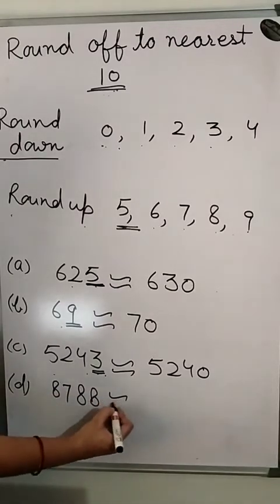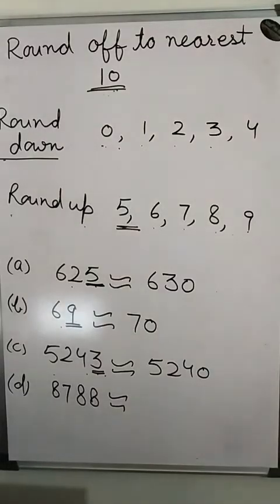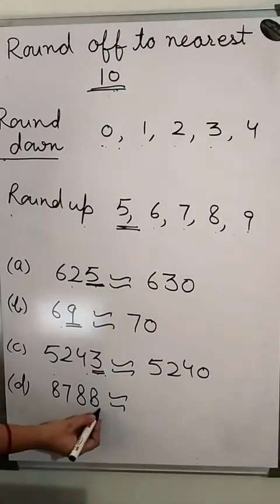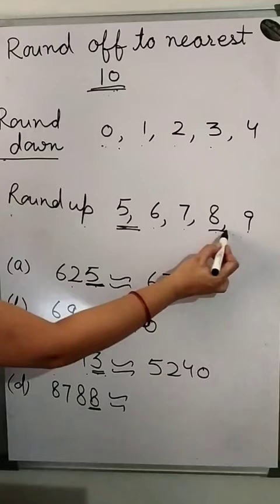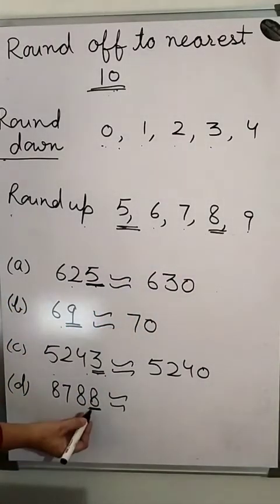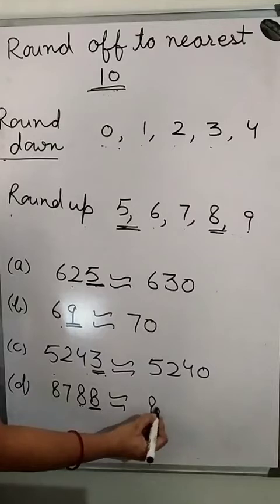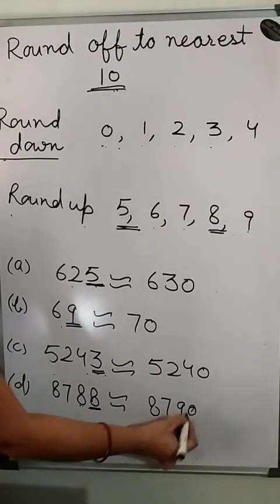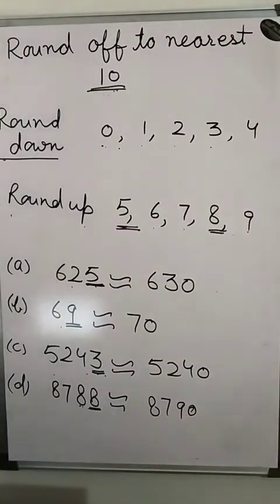Suppose you have the number 8788. Check its unit digit. It is from the second group, so we round up the number. 88 rounds up to 90. So here we can write 8790. In this way you can convert all numbers to the nearest tens.